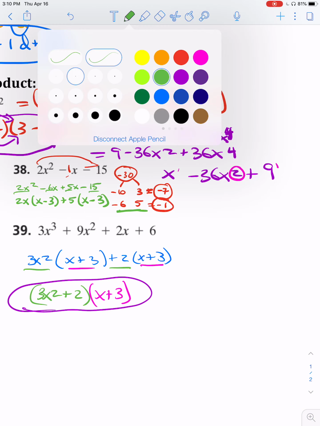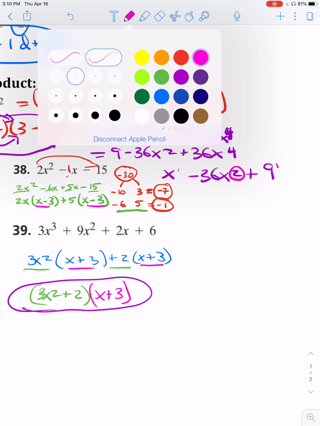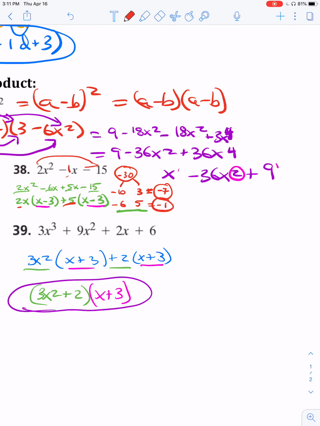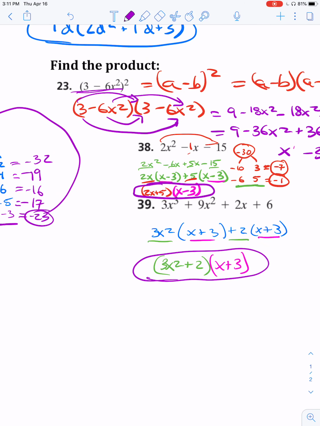And here we go. I'm pretty much done. I have these two terms right here. So in pink, I've got my common term. And then in red, I've got the term I need to combine. So 2x plus 5 times x minus 3. So I'm going to go ahead and circle that. Again, in purple, always circled. Final answer.